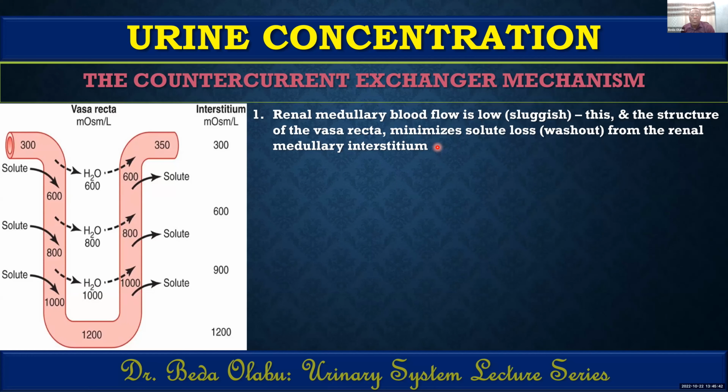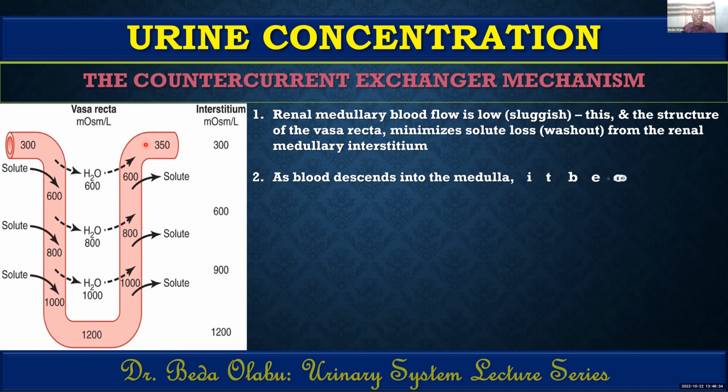Also remember the structure of the vasa recta, it goes down, loops, then comes back. So let's consider this to be the vasa recta, going deep into the renal medulla and coming back. And we are saying that the blood flow through this vessel is very slow. So what happens? First of all, that slow movement helps to create enough time for this countercurrent exchanger mechanism to apply. But the minimal blood flow, the reduced amount of blood that flows into the renal medulla, also helps to minimize washout from the renal medullary interstitium.